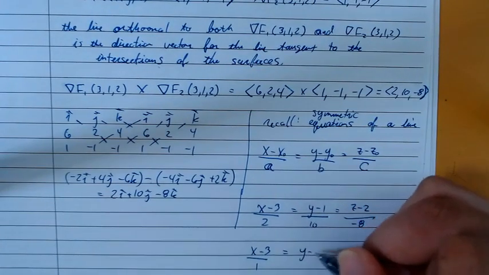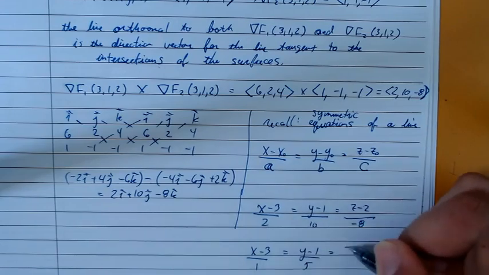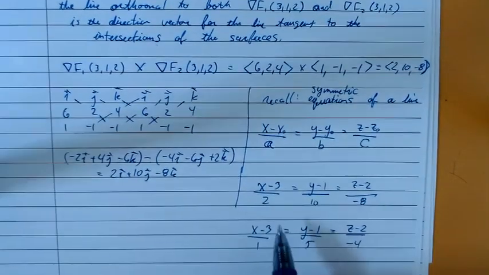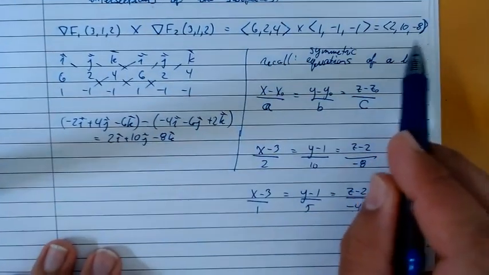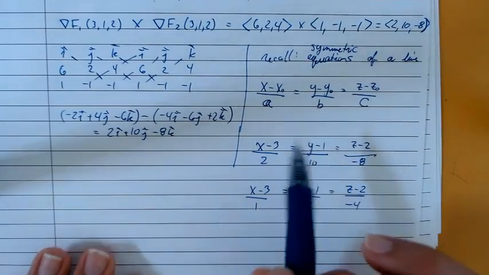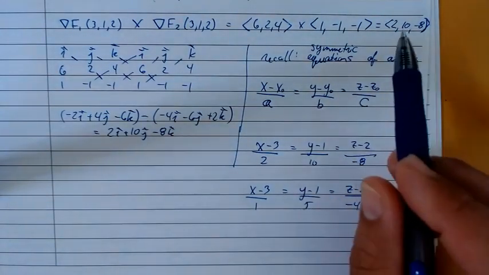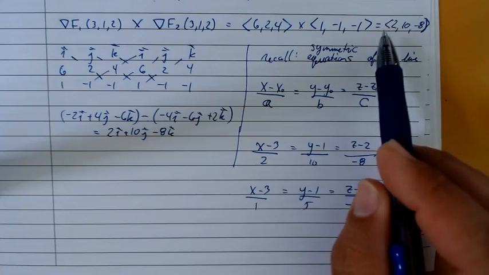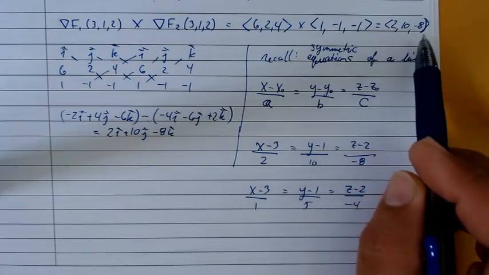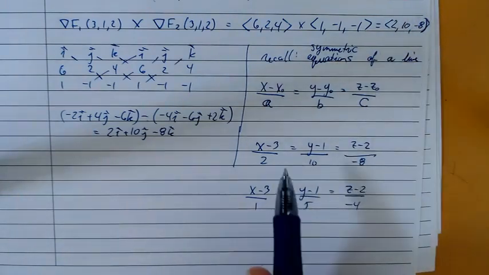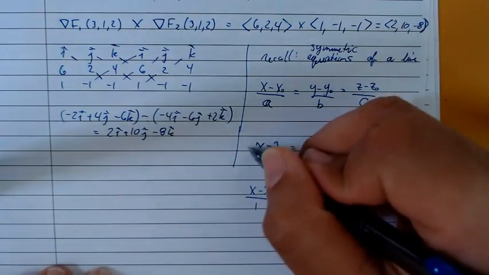Notice that this only changes your denominators, not your numerators. Your numerators are determined by the point that you know happens to be on your line. Your denominators are given by the direction numbers, the components of your direction vector. If you multiply this by 7, then you get 14, 70, and negative 56, and that would also be fine. Any scalar multiple of this works as a direction vector, so really any of these would be fine.